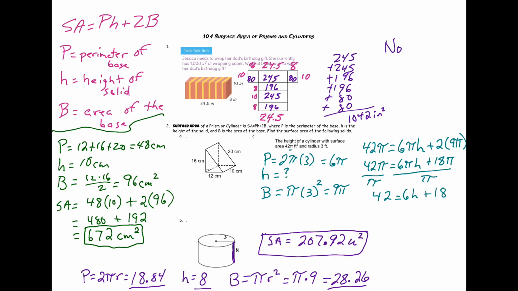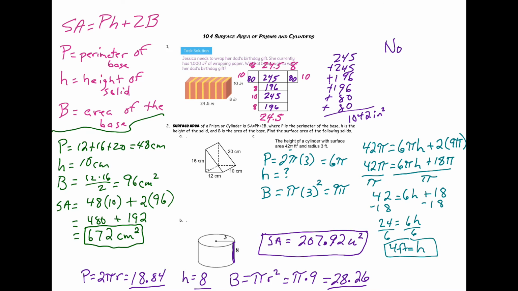And now this is a pretty simple algebra equation that we've been solving all year long. So I'm going to subtract the 18 from both sides. So 24 equals 6h, divide by 6, divide by 6. We get 4 equals our h. This problem is in feet, so 4 feet is going to be the height of the cylinder.